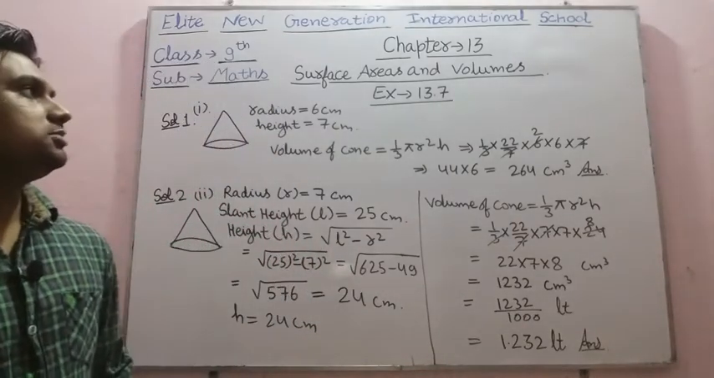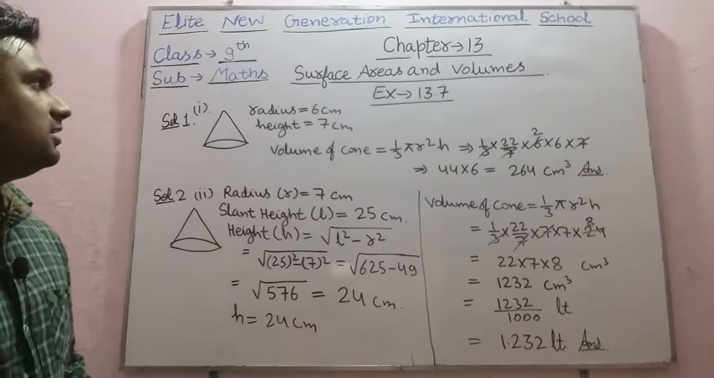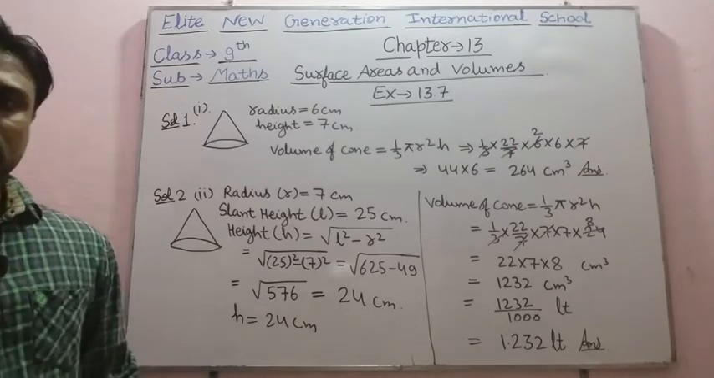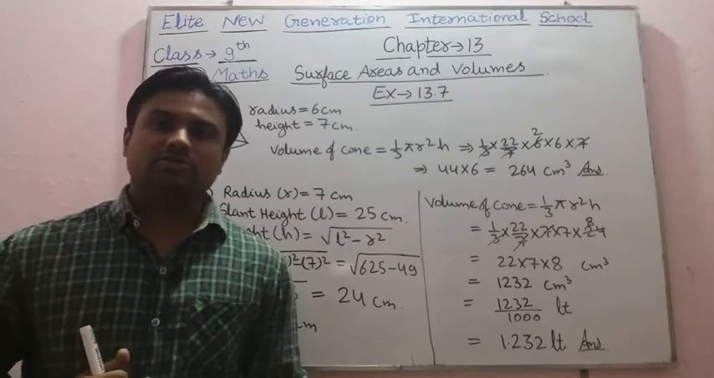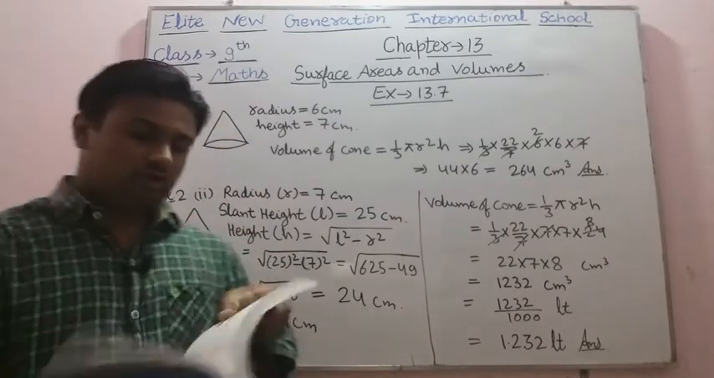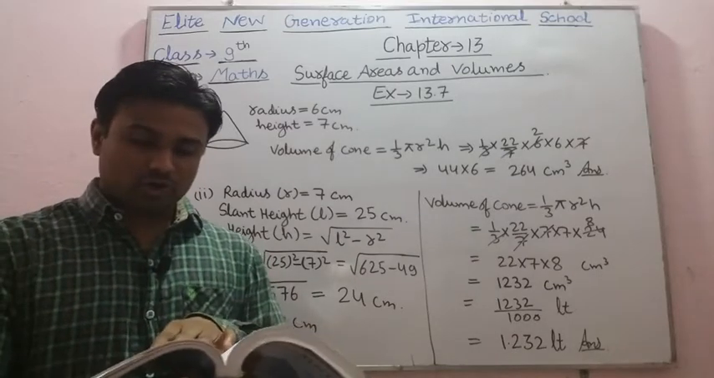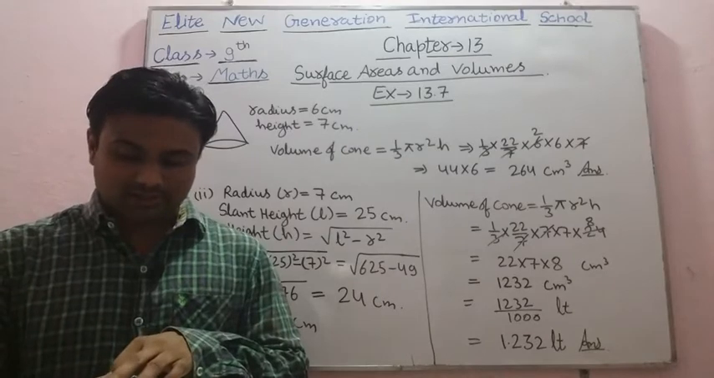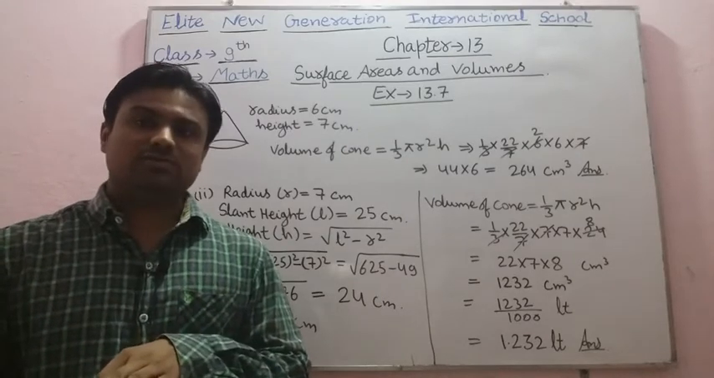Today we are going to start the next exercise of chapter 13, surface area and volume. So exercise 13.7. In this exercise we will study the volume of a cone. In question number 1 we are given: find the volume of a right circular cone with radius equal to 6 centimeter and height equal to 7 centimeter.